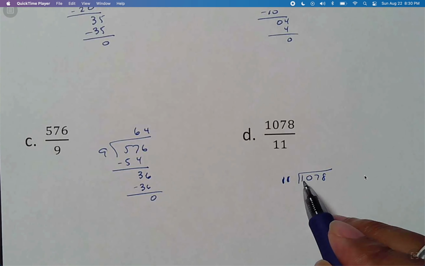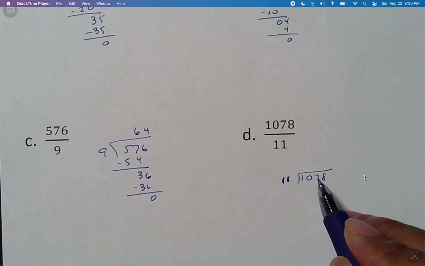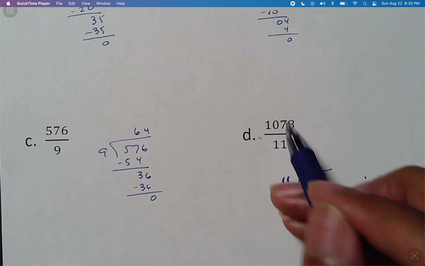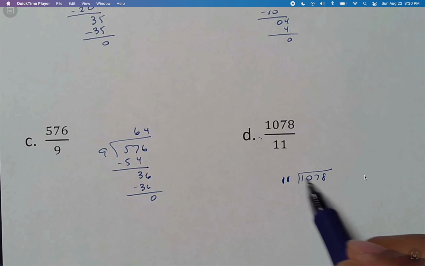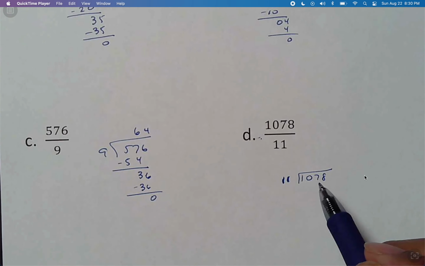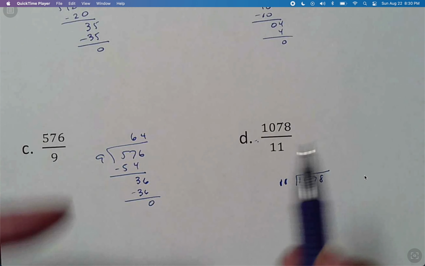11 does not go into 1. 11 does not go into 10. By the way, inside out. That's why that went on the inside. This went on the outside. But 11 doesn't go into 1. 11 doesn't go into 10. It does go into 107. How many times? I don't know.